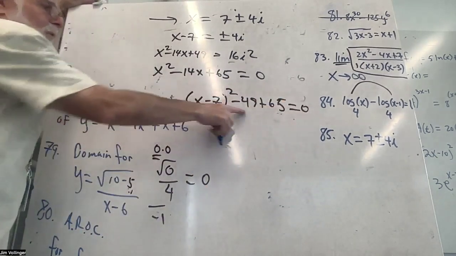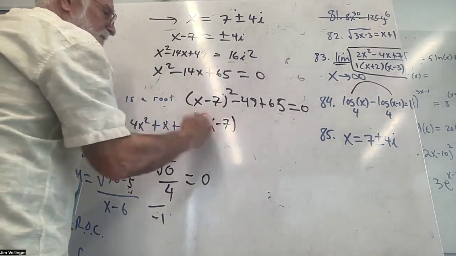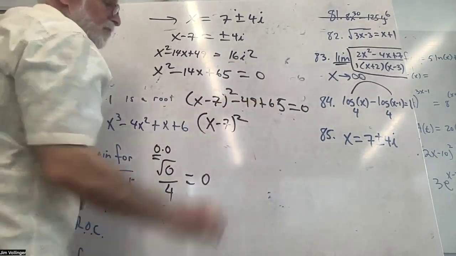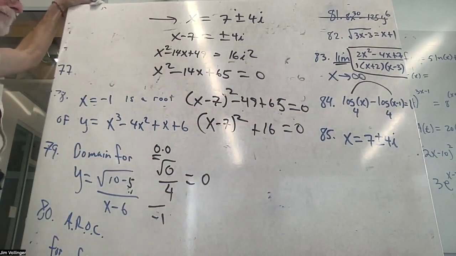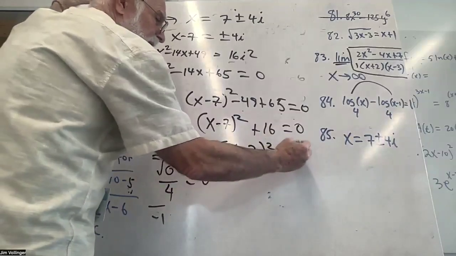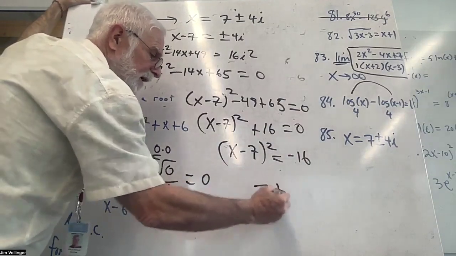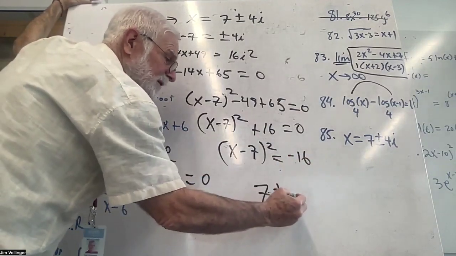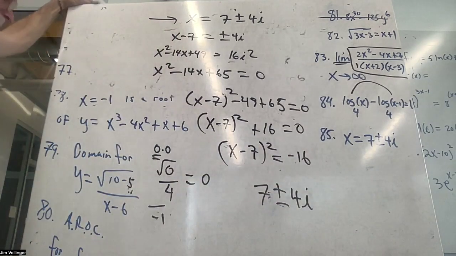All right, 7 squared, I got rid of it. So what is that? It's (x minus 7) squared plus 16 equals 0. So what's that become? (x minus 7) squared equals negative 16. I hope you can see minus 7 comes to the other side, x equals 7 plus or minus the square root of negative 16, which is plus or minus 4i. All right.